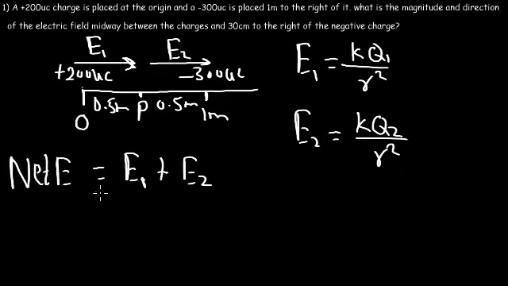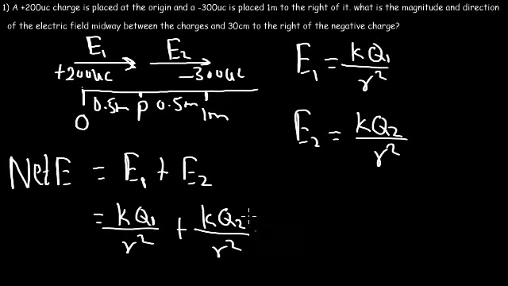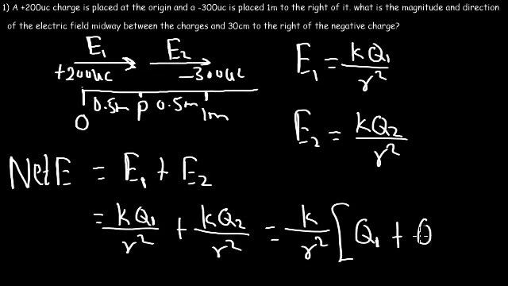Now it turns out that the net electric field will be equal to K Q1 over R squared plus K Q2 over R squared. Since the value of R and the value of K remain the same for both cases, I'm going to factorize them out and have the net electric field expressed as K over R squared, multiplied by Q1 plus Q2.